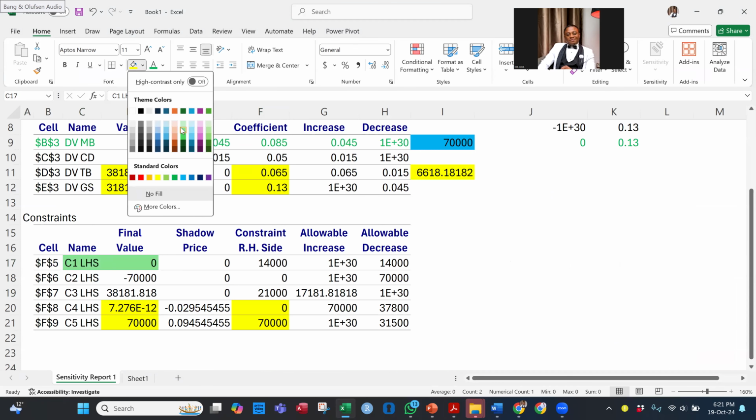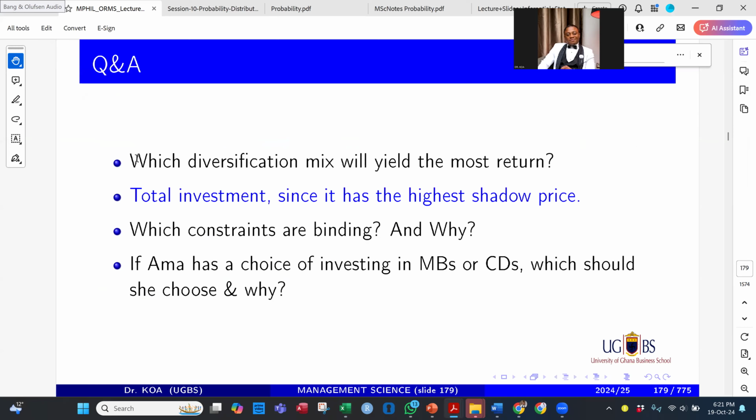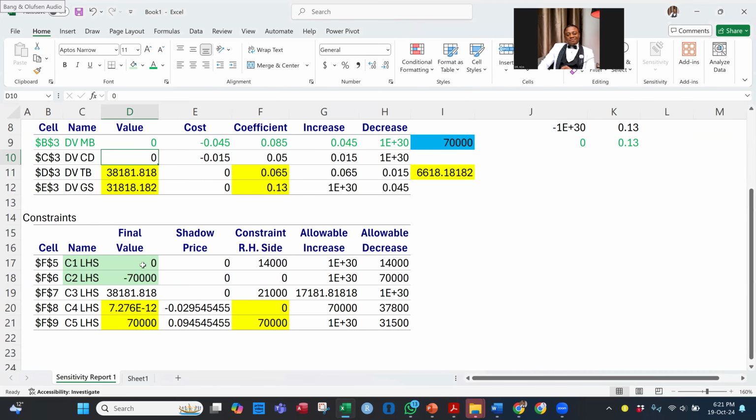Okay, constraint 1 is municipal bonds. Constraint 2 is certificate of deposit. So you can use this 2, or you can use their actual values here to check. The question is, which one should Amma invest in? Well, first of all, both of them have got a shadow price of 0. So Amma should not invest in anyone because the return on investment is useless.